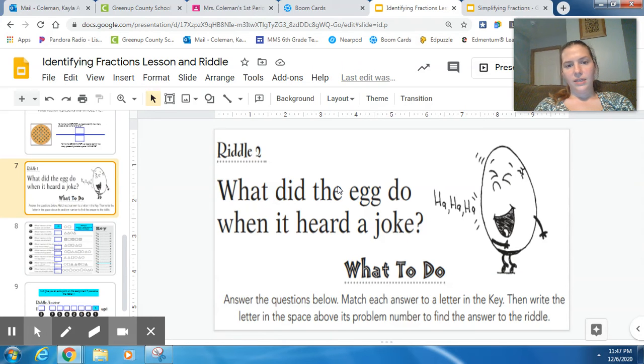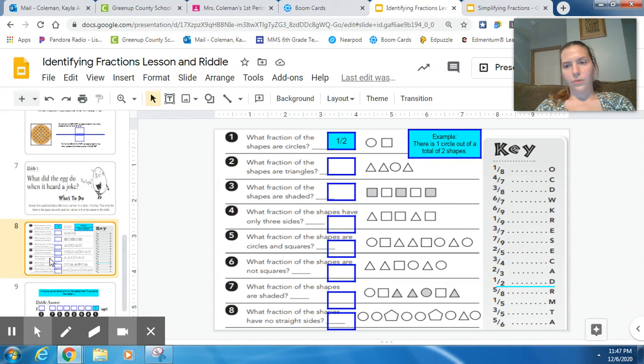So this riddle is, what did the egg do when it heard a joke? You have to answer the questions below, match each answer to the letter in the key, then write the letter in the space above its problem number to find the answer to the riddle. I'm going to show you an example of that. Okay, this is what the practice problems look like.